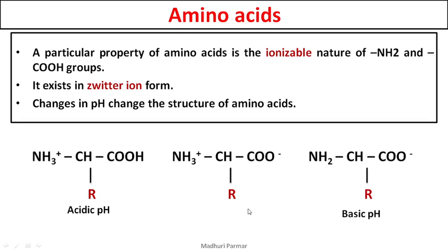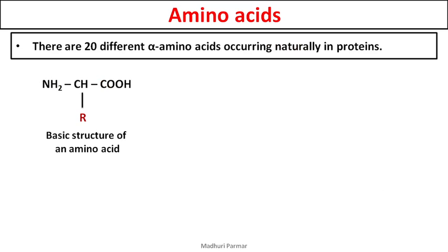So this is the special peculiar property of amino acid, that it can be ionized. It can act as a Zwitter ion, which means it has positive as well as negative charge, and with differing pH. In acidic pH and basic pH, it is positively charged and negatively charged respectively. There are 20 different amino acids which occur naturally in the proteins.